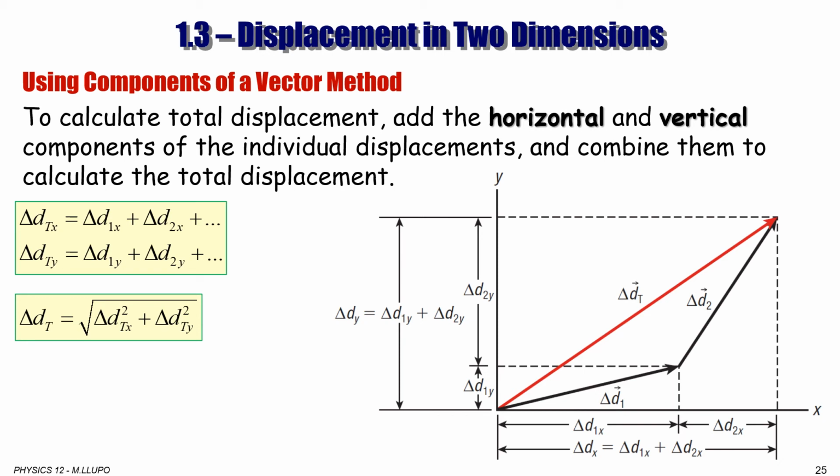Then, using the Pythagorean theorem to find delta d total, the square root of delta d total x squared plus delta d total y squared, and use tan negative 1 to find the angle between the x-axis and delta d total, which is tan negative 1 of delta d total y divided by delta d total x.